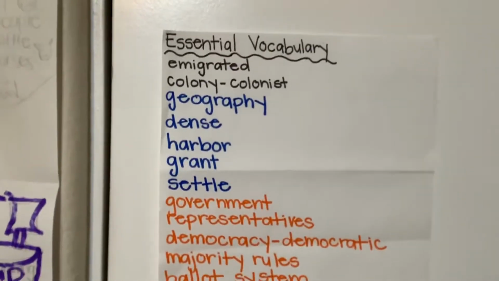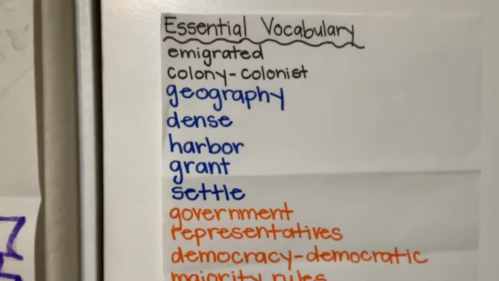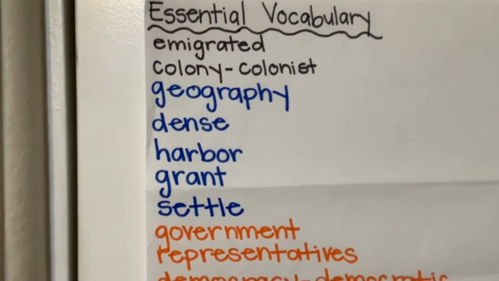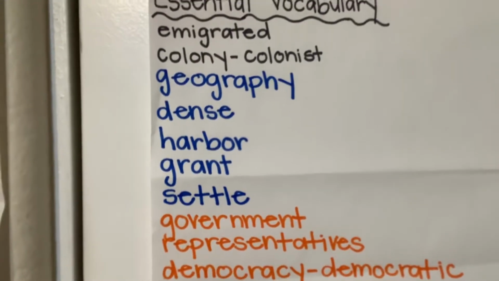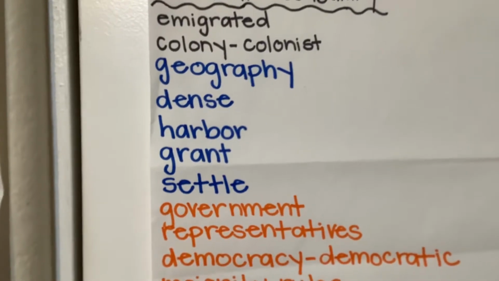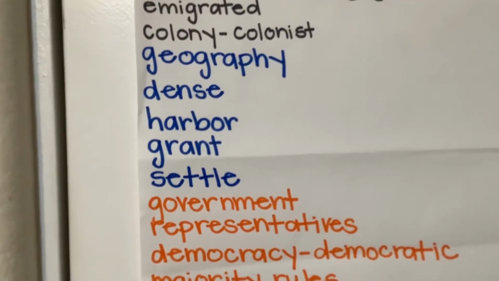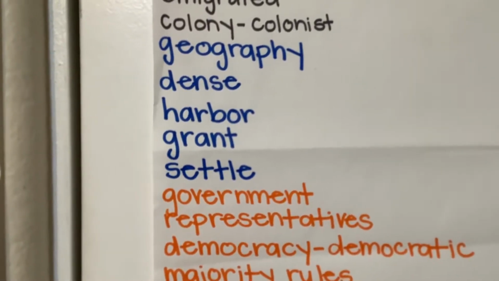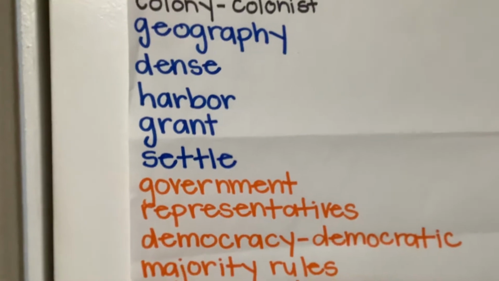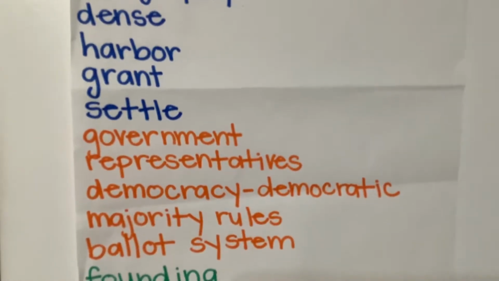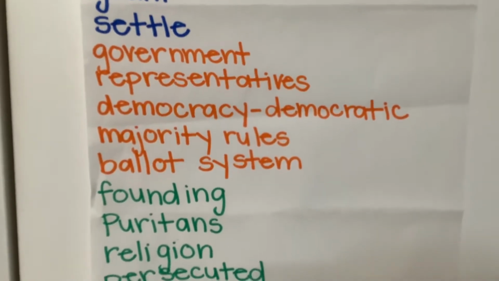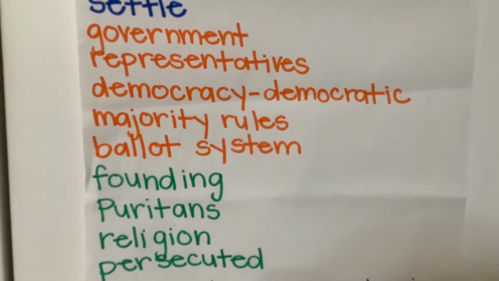Now let's review our essential vocabulary. Please repeat them after me. Emigrated. Colony. Colonist. Geography. Dense. Harbor. Grant. Settle. Government. Representatives. Democracy. Democratic.